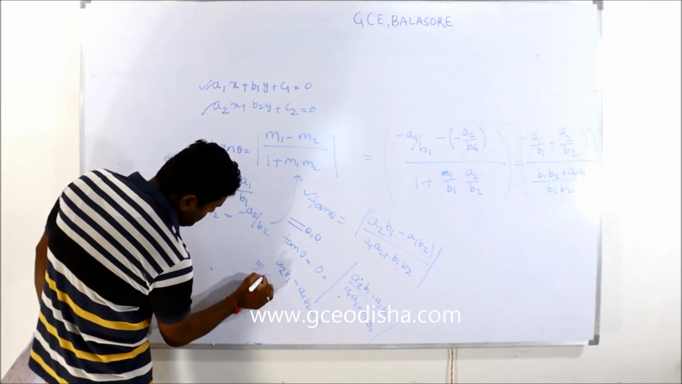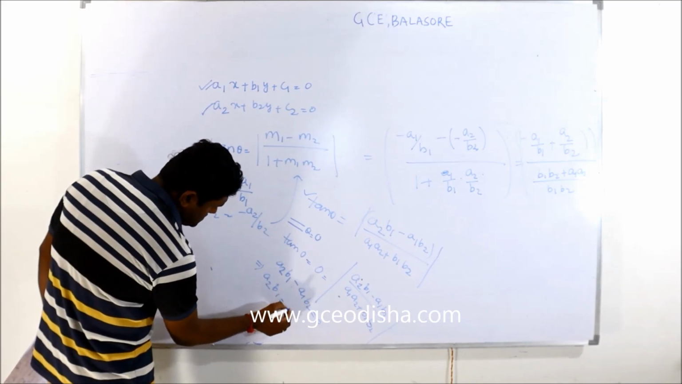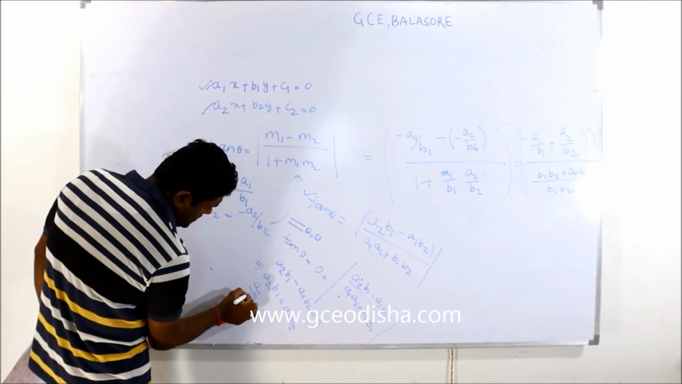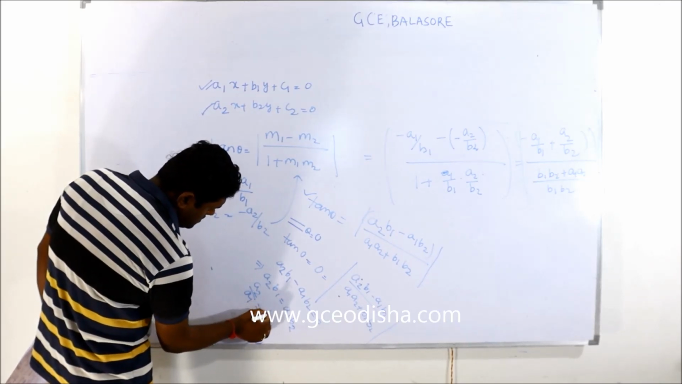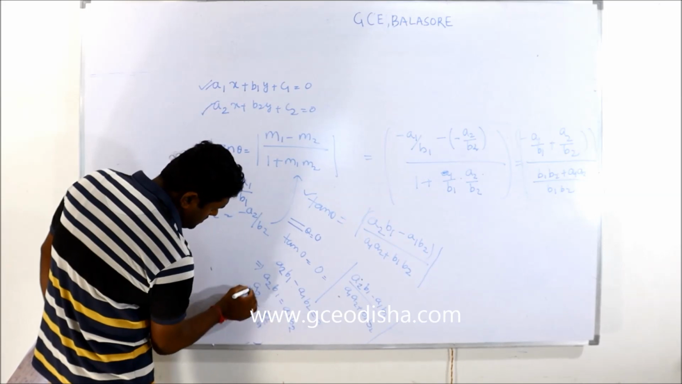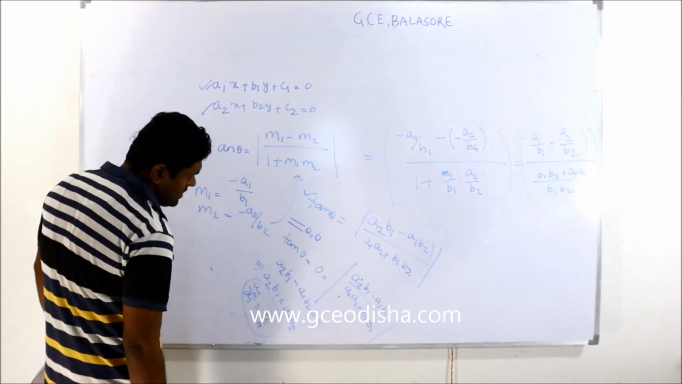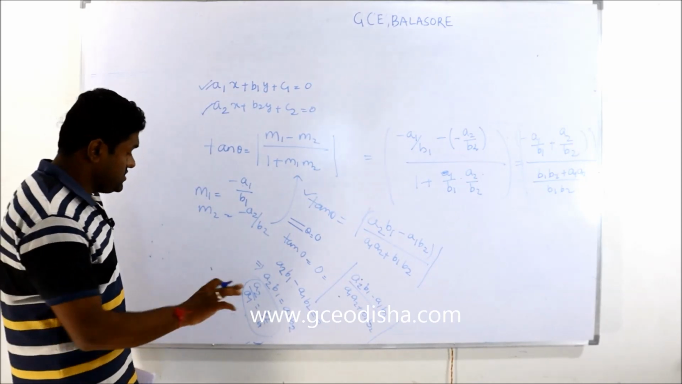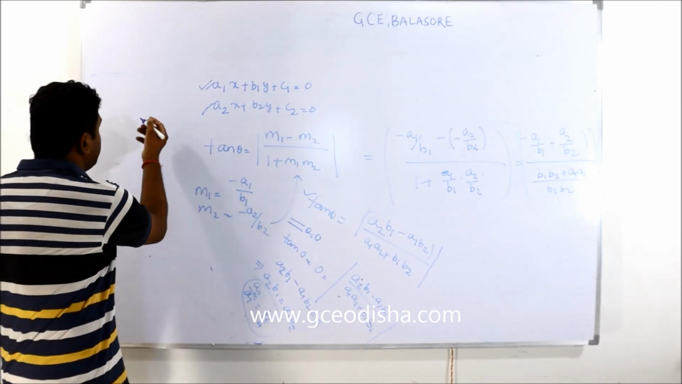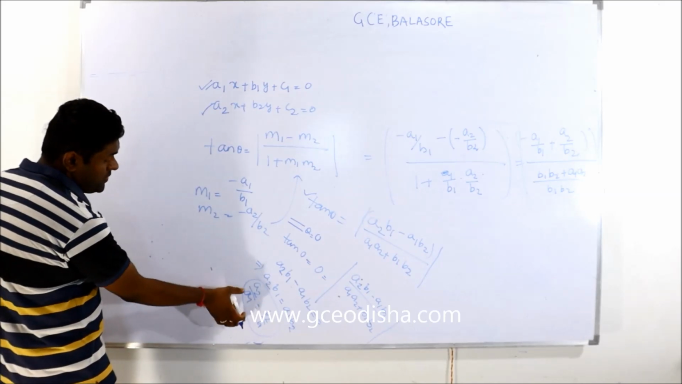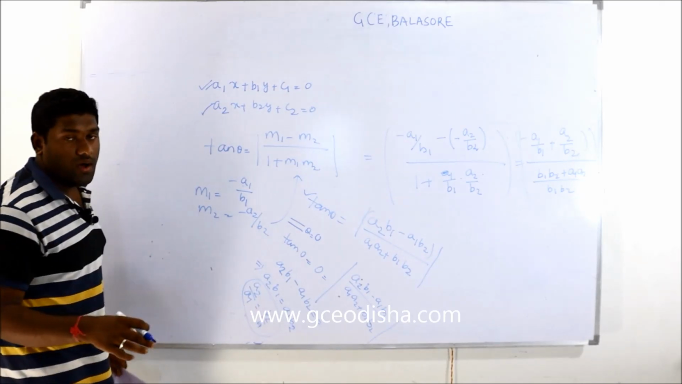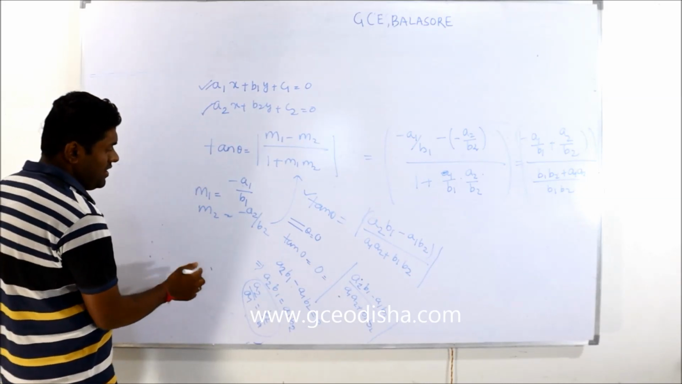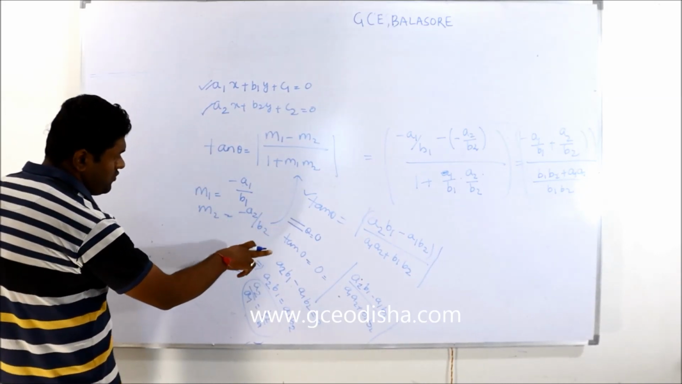Taking a1 b2 across, a2 by a1 is equal to b2 by b1. When this comes, then the lines are parallel. I'm telling you, when the ratio of the coefficients is equal, then the two lines are parallel. This is condition 1, when the lines are parallel.